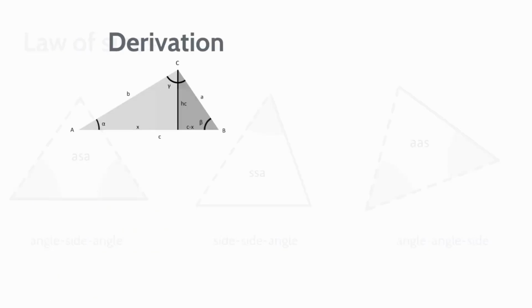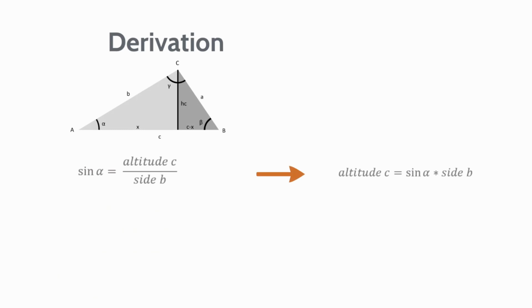For the derivation of the law of sines, we split a scalene triangle into right triangles. With our math knowledge, we know that sine alpha is the opposite side divided by the hypotenuse. So we can see here that sine alpha is the altitude c divided by the side b. So the altitude c can be sine alpha multiplied by side b. In the other right triangle, we can see that sine beta is the altitude c divided by the side a. So the altitude c can be sine beta multiplied by the side a.